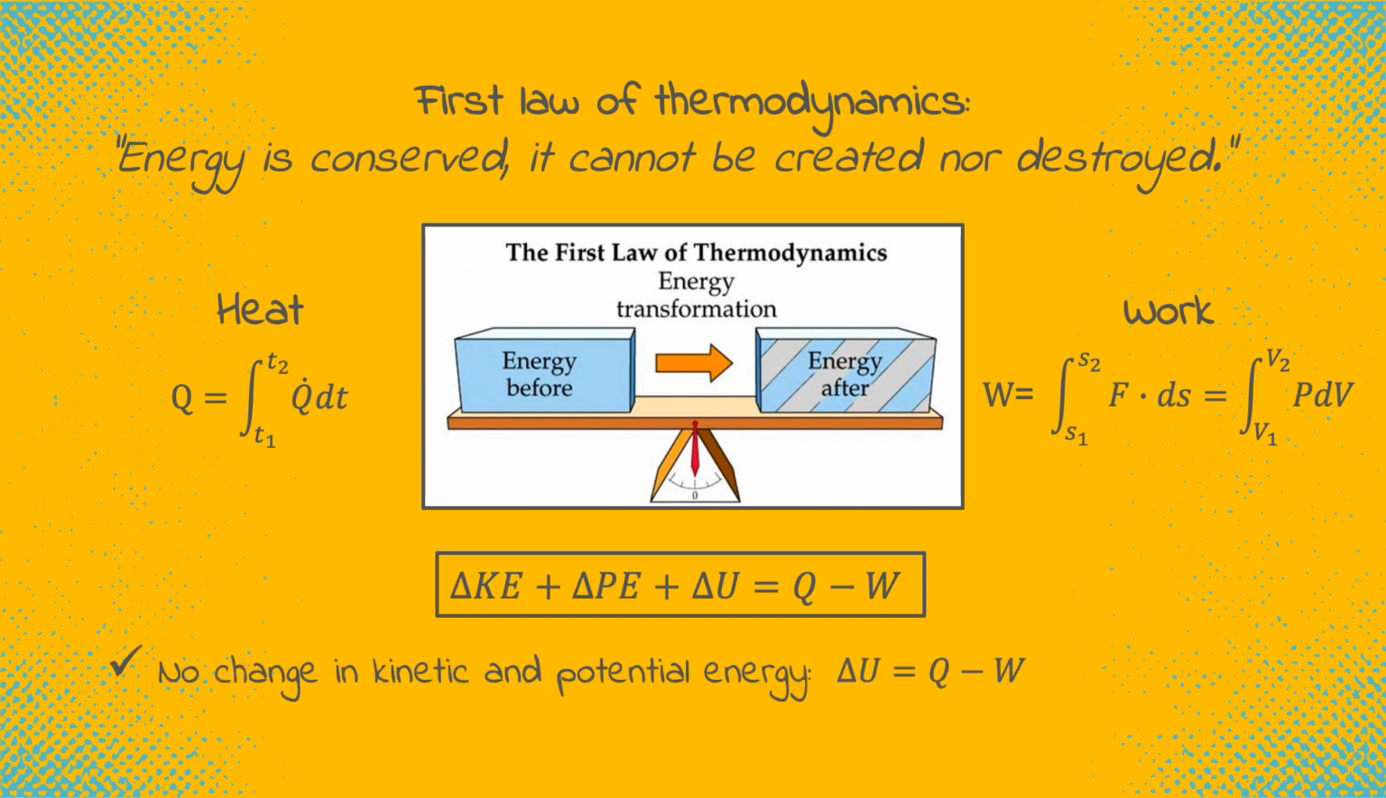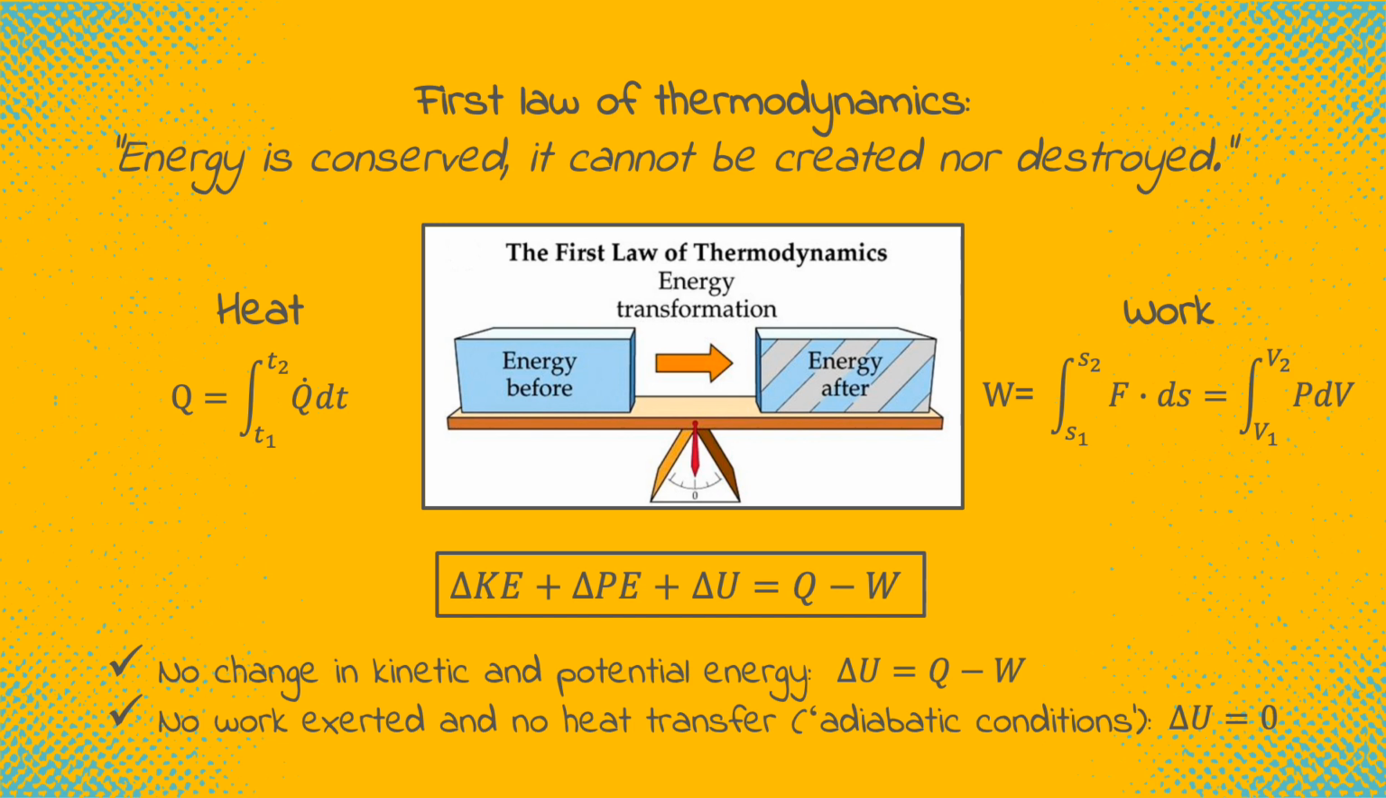If there's no significant change in kinetic and potential energy, then the first law of thermodynamics reduces to the change in internal energy is equal to the net amount of heat transfer occurring during this process minus the net amount of work performed during this process. In the special case where also no work and no heat transfer energy occur, then the first law of thermodynamics states that there will be no change in the internal energy of a system.